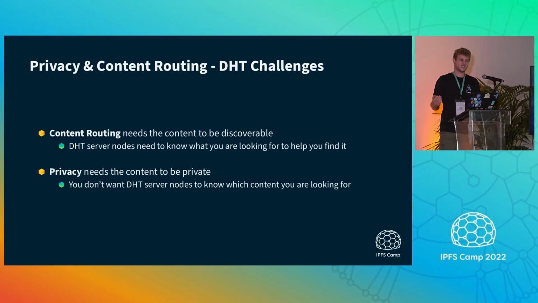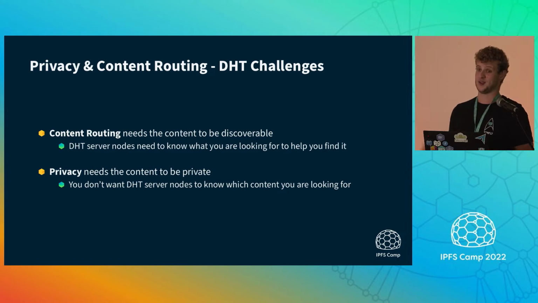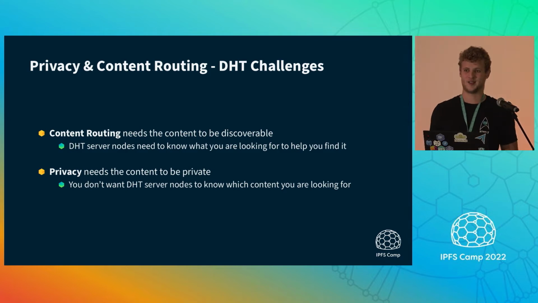So inside the DHT, we want the DHT server peers to help us route to the content we're looking for. So that's the purpose of content routing. We want them to know what we are looking for because they can help us. But at the same time, as we want privacy, we don't want them to know what we're looking for, right? And so that's a bit of the challenge. How do we make sure that they can actually help us to get to the content we want without revealing to them what we're looking for?